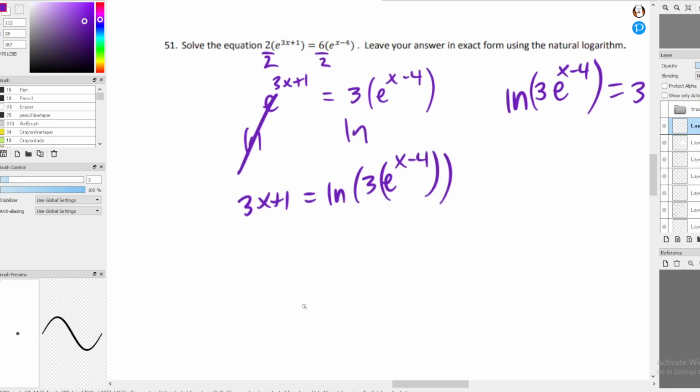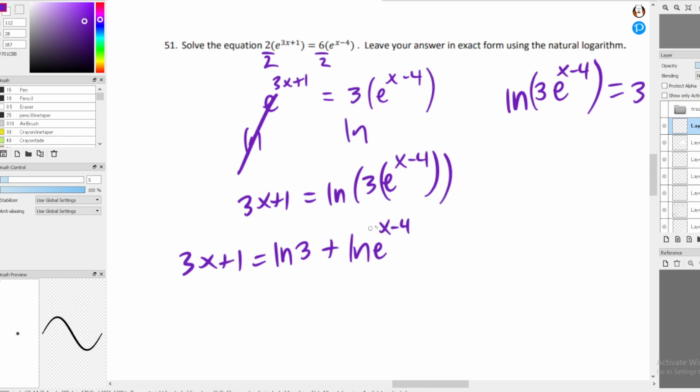Now we need to use our logarithm rules to separate some things. So 3x plus 1 is just coming along for the ride with us. We know with our logarithms, if they're multiplying together, we can separate them by addition. So ln 3 plus ln e to the x minus 4.